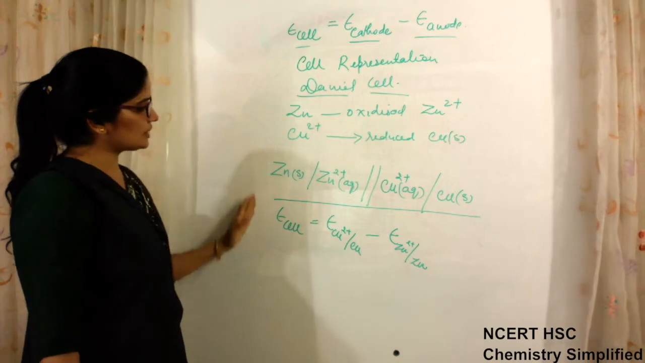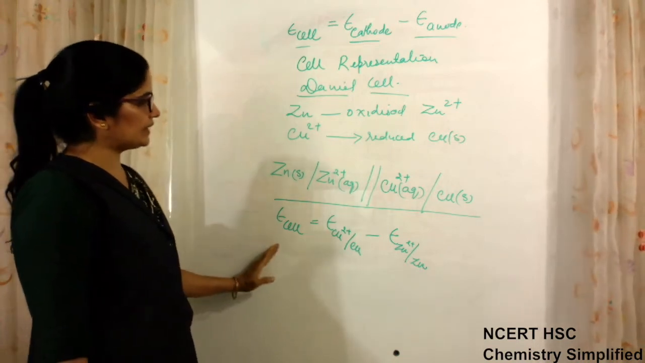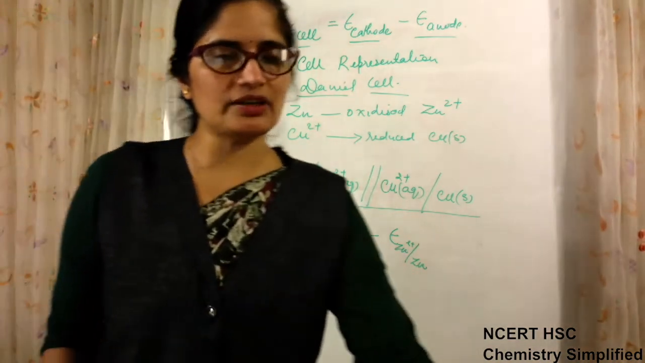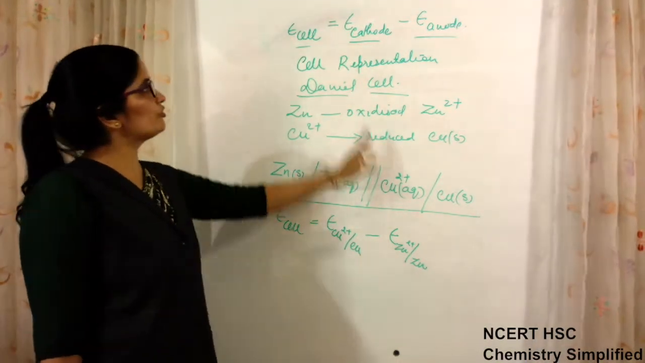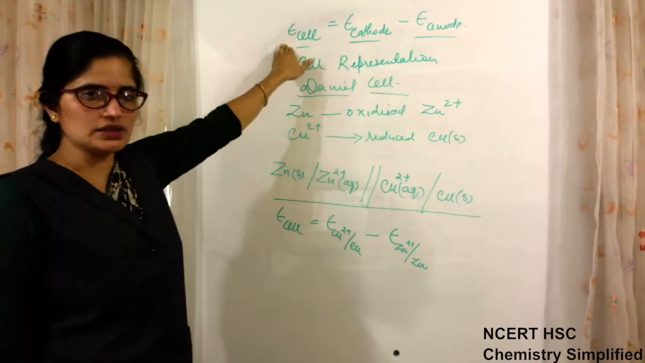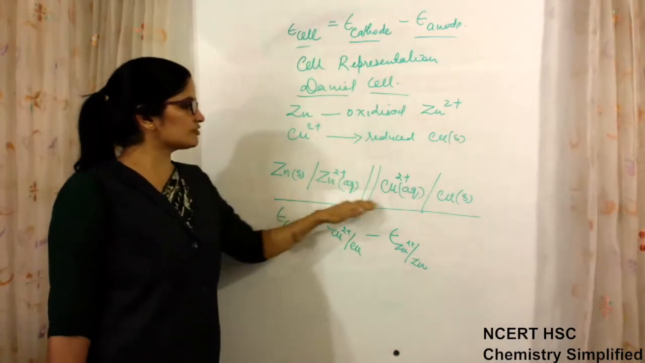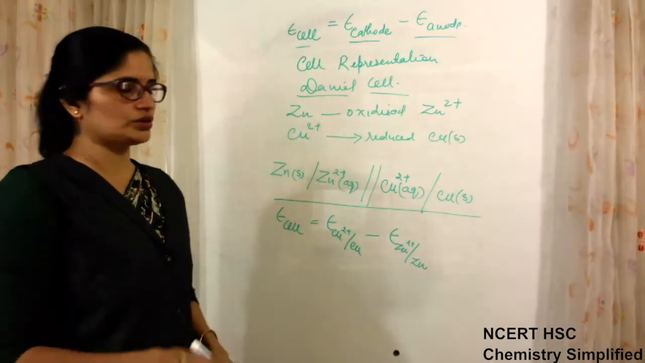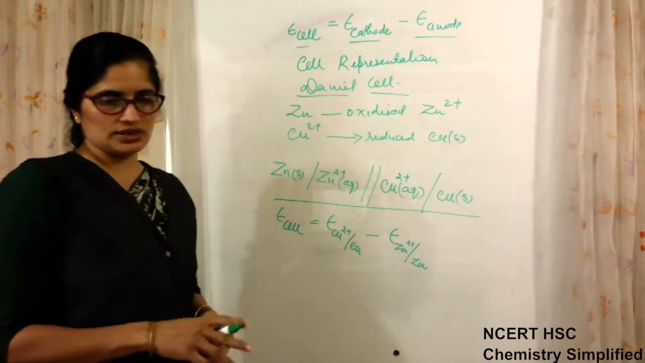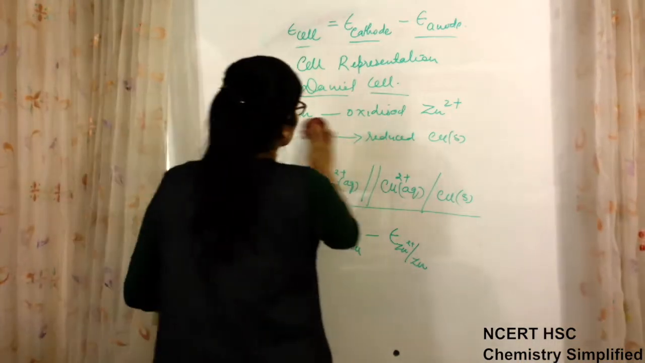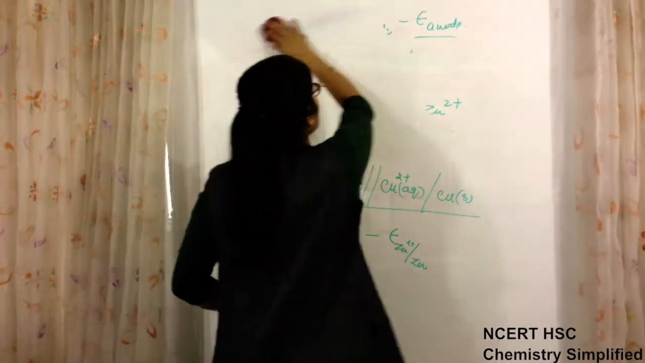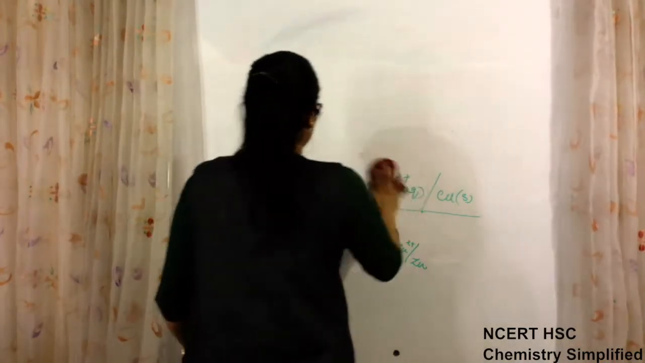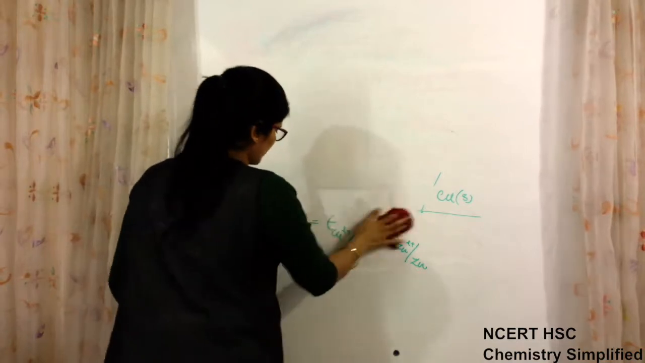So these are the representations. This is your linear cell representation. Every cell will be represented in this manner: E cathode minus E anode for the EMF or potential difference of the cell, and this is for the notation or representation of the cell. Now we come to the next equation, how we represent any electrode potential when the solution is not 1 molar.